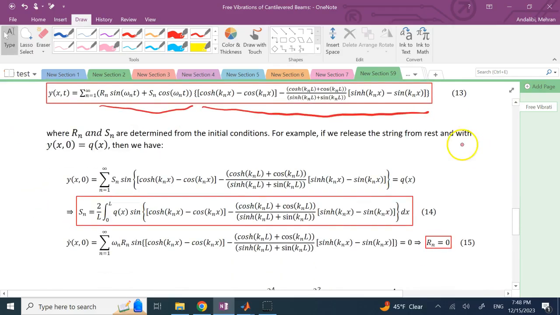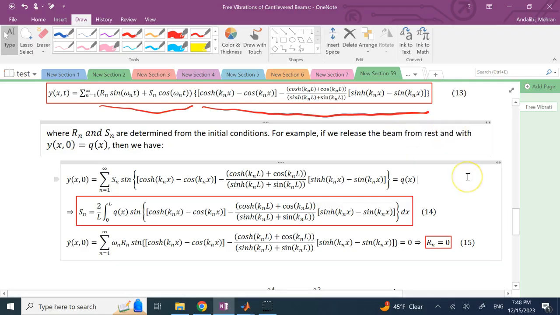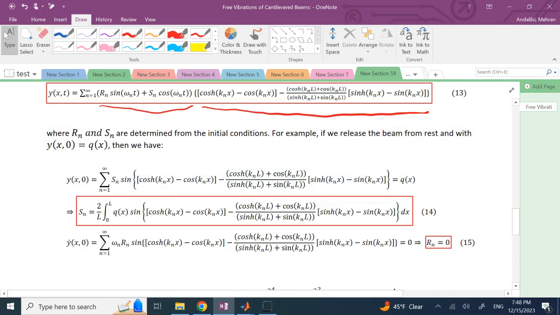And here, again, for simplicity, let's assume that this is a beam. You see, that's the problem. When you copy from your previous material, you always have a chance of missing something. So if we release the beam from rest, which means y dot at all points at time 0 is 0, right, this guy. If you do that and take a time derivative, you'll get this equation.